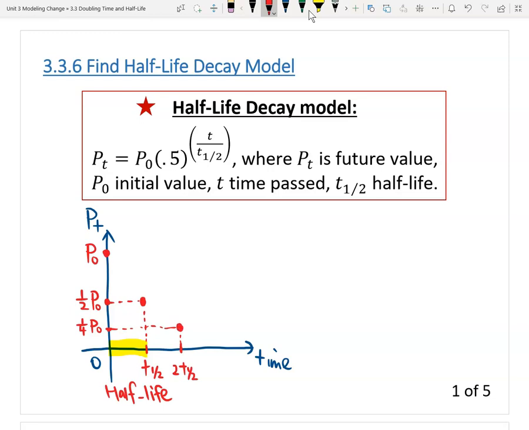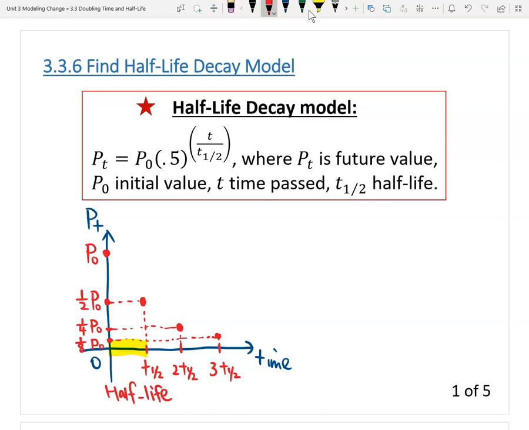The same, if the time goes through another half-life, which is now 3 times T 1/2, of course, the point goes this high. It's very low. Now, how low? Half of a quarter, right? This point, which is 1/8 times P0. Makes sense? If it goes on, we will go to 1/16 times P0.